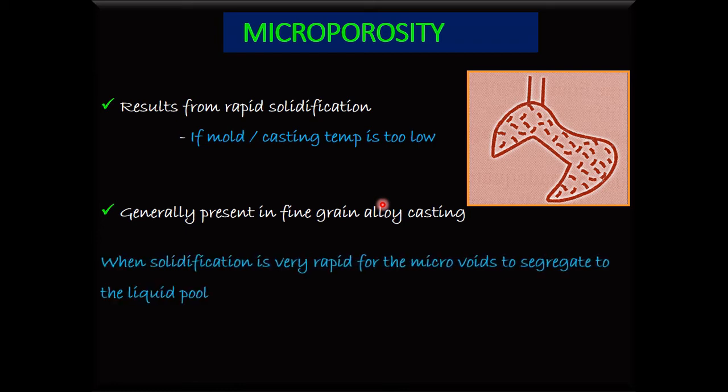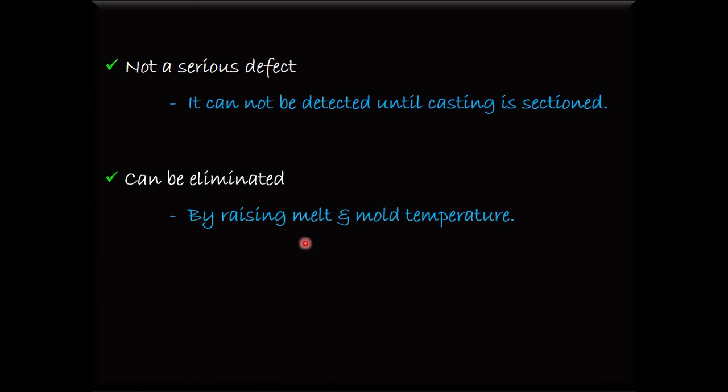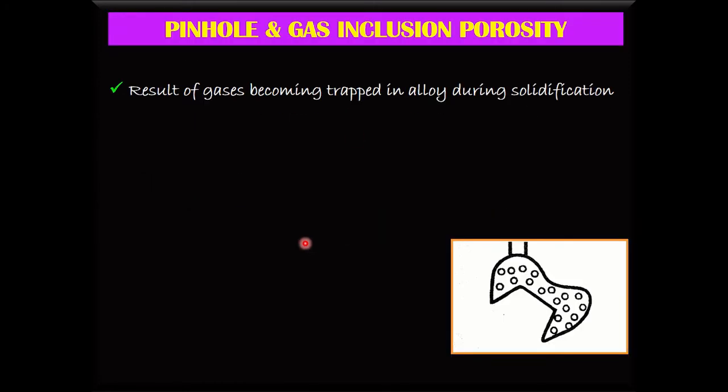When the solidification is very rapid, the microvoids segregate into the liquid pool and form small irregular voids throughout the casting. Alright, so it is not a serious defect, but it cannot be detected until the casting is sectioned, and it can be eliminated by raising the mold melt temperature.